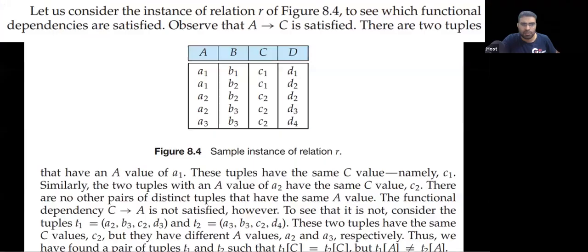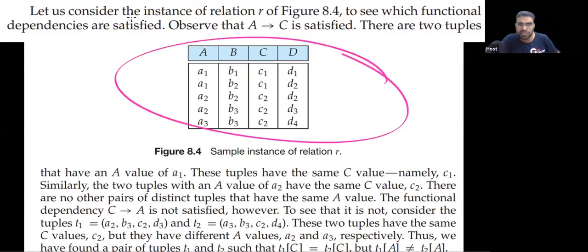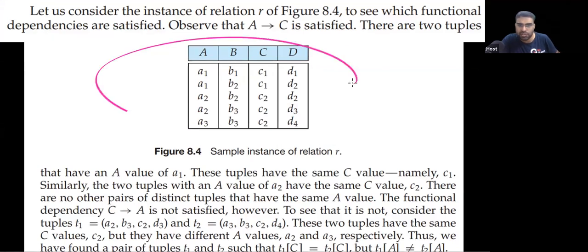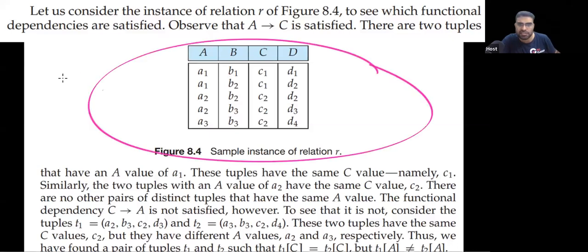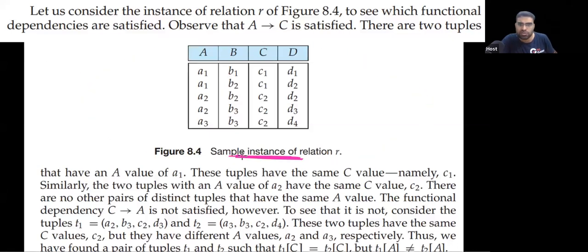So very simple. For example, this instance is given to you. In this instance, can you see that A determines C? Yes. You can notice whenever the A value is same, the C value is same. So very simple point. In this instance, A determines C.